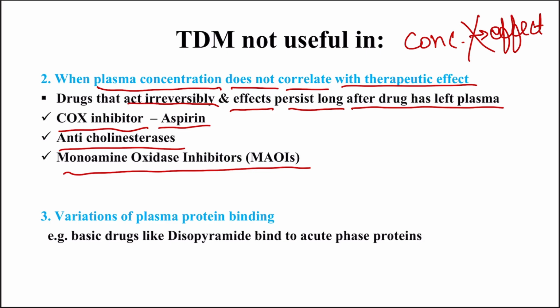Then next is if there is a variation of the plasma protein binding of the drug. For example, basic drugs, that is disopyramide, bind to acute phase proteins. In that case, the free concentration of the drug is not the one which will actually provide the effect continuously, because these drugs can dissociate from the plasma protein later on. So we cannot actually quantify the concentration and we cannot relate it to the effect of the drug. So in that case also TDM is not that useful.